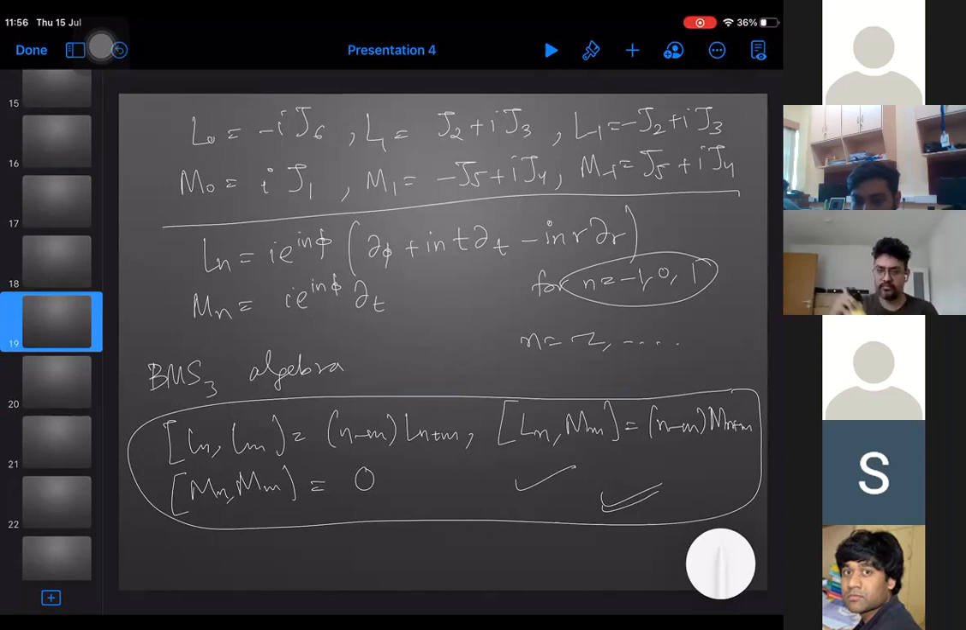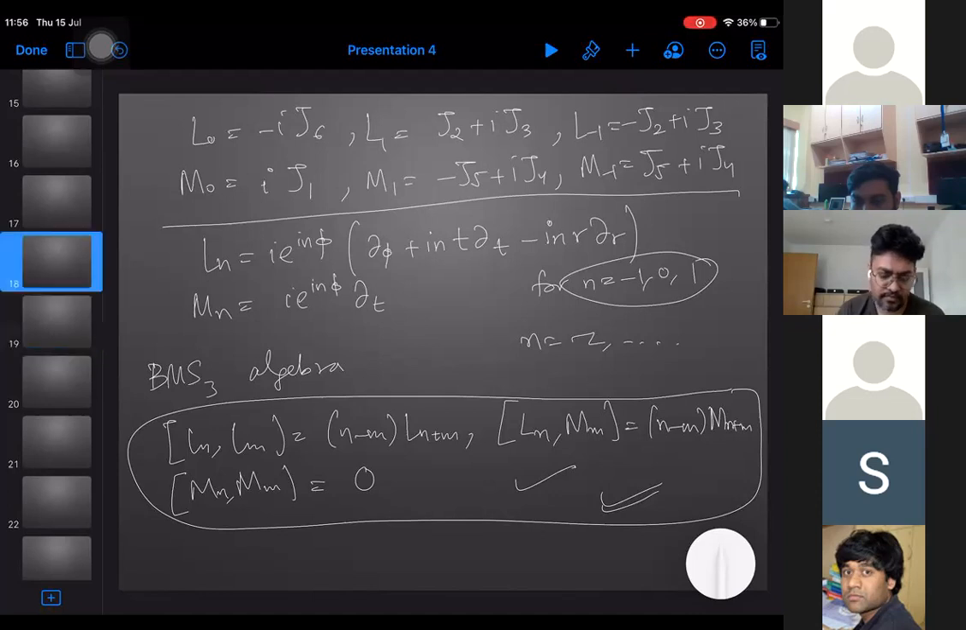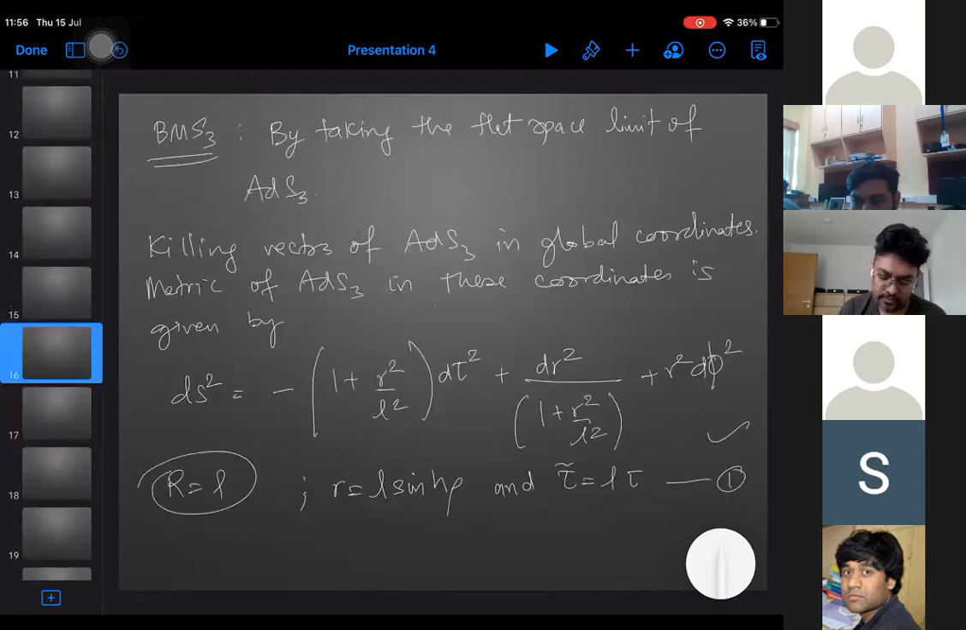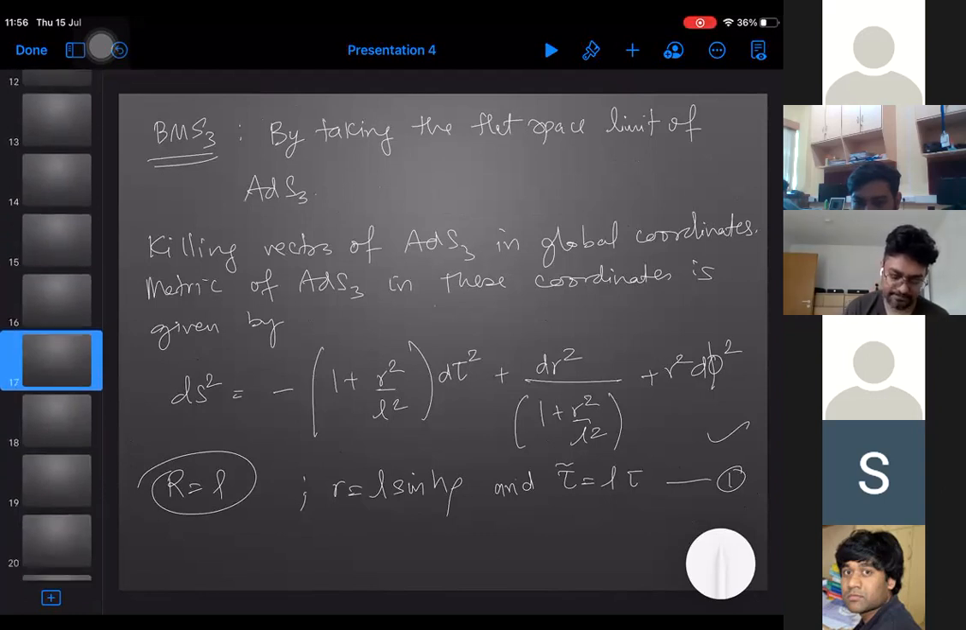And also, Aditya, if I may say, why is that R there? Sorry, which one? In your definition of Ln? What was the R? So R was from this metric, right, which you start from, the AdS3. Okay, I see. Thank you.